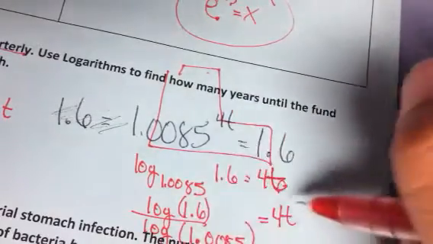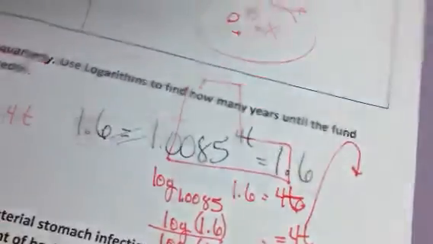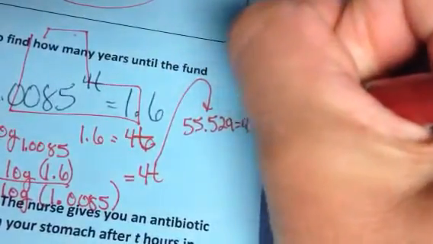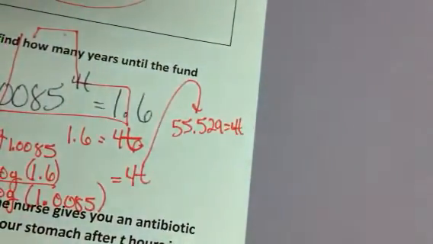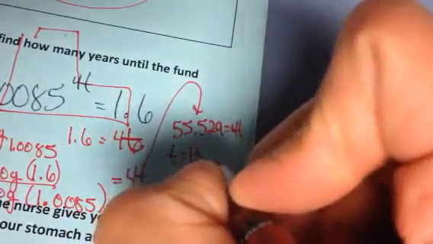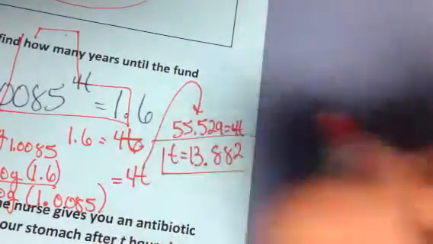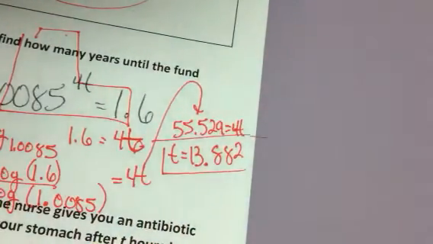So when I'm done, all of this is going to be right up here now. Move over a little bit. It's going to be 55.529 equaling the 4t. And now to get t by itself, I'm just going to divide by 4. And 13.882. It says round to the nearest hundredths, but we've been going 3 decimals, so I just went 3.